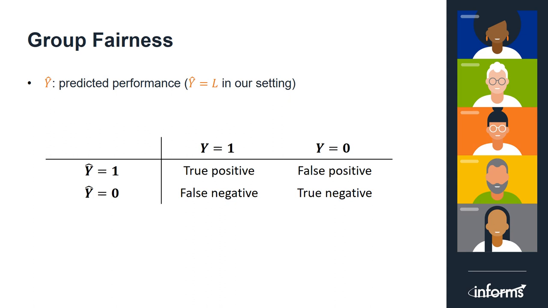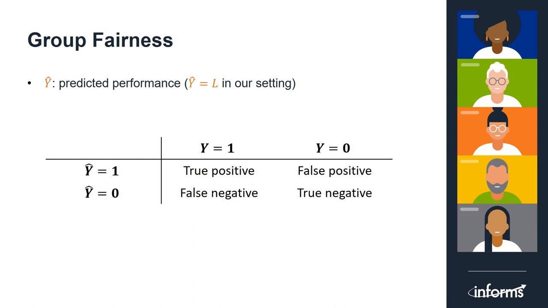Let's again take a look at a loan granting example. Recall that the decision L in our setting is whether to give the loan to an applicant, and Y is the performance of the loan, or whether the applicant will repay the loan. Y hat is the predicted performance, which means whether the algorithm predicts that the applicant will pay back the loan. And there are four possible combinations of the Y and Y hat values.